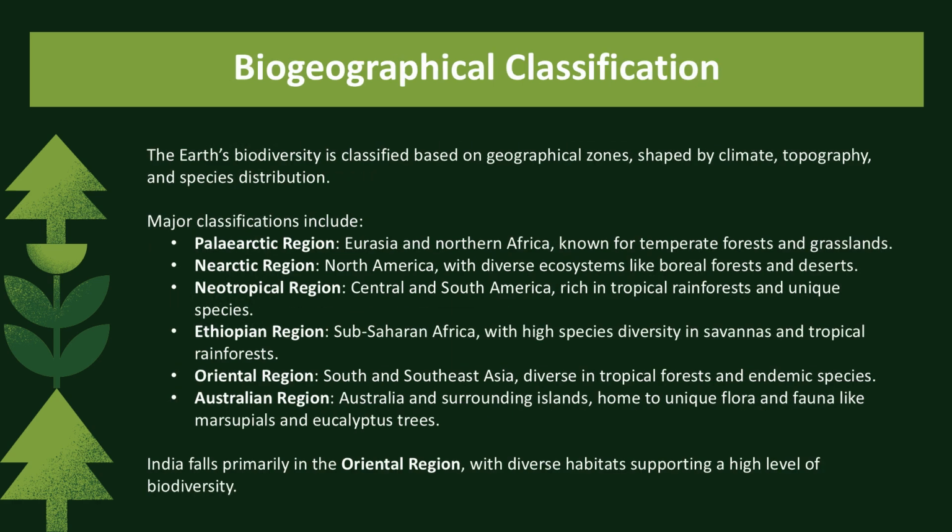The Earth's biodiversity is organized into distinct biogeographical regions, each shaped by unique combinations of climate, topography, and evolutionary history. From the Palearctic region covering Eurasia and northern Africa to the Australian region with its unique marsupials, each zone has its distinctive flora and fauna. India, situated primarily in the Oriental region, benefits from this strategic location, contributing to its exceptional biodiversity.